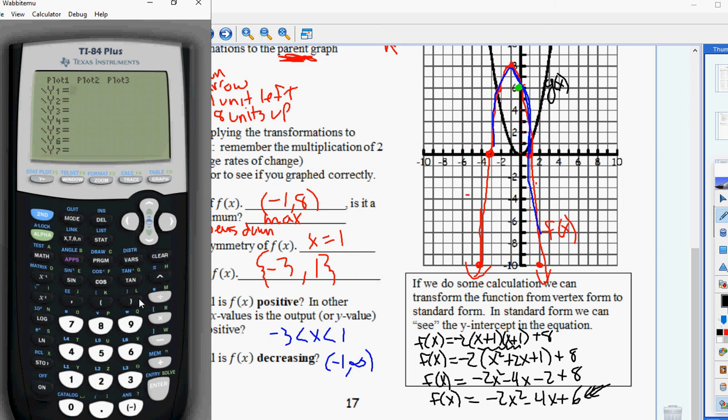So, if we enter in negative 2 parentheses x plus 1 close parentheses squared plus 8, and go look at the table and go find the symmetry, I could see that these points are what I plotted. So always use your calculator if you need to, but understand shifts, understand when it opens up or down, and understand what makes it more narrow or wider.